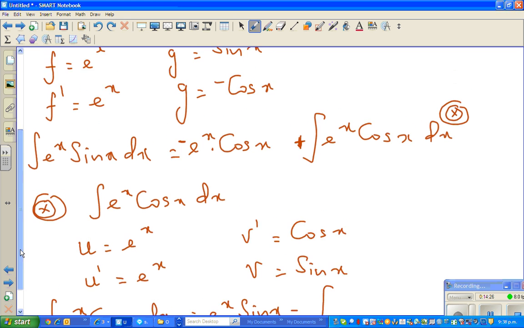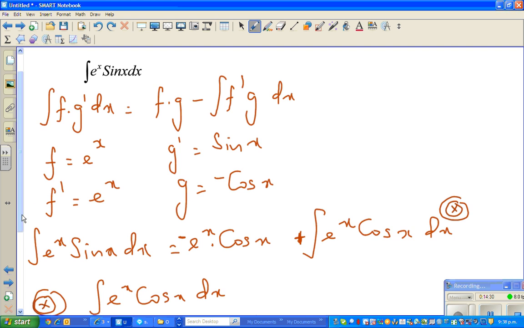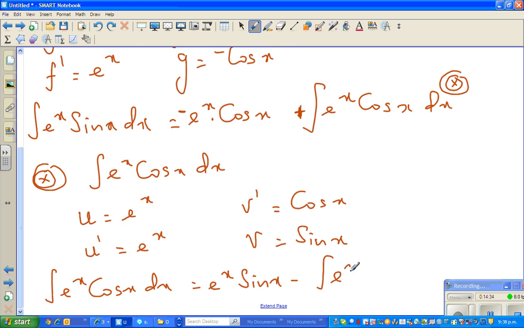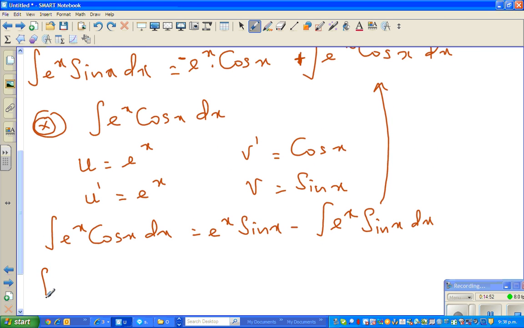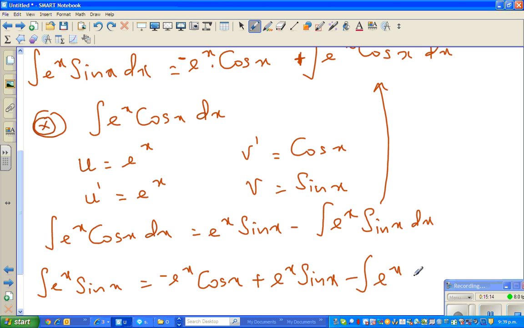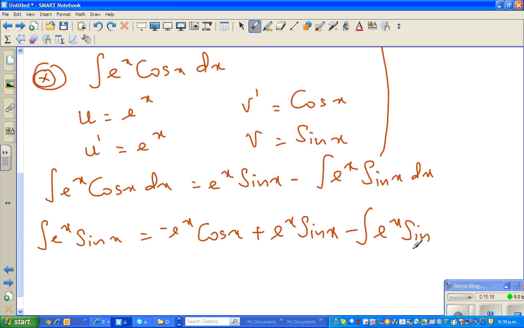Minus integration of f dash is u dash. U dash times v. So my u dash is e to the power x. And v is sine x dx. So let me put this back. I have to now substitute this back into this form. So what will happen now? So let me scroll up slightly so I can say integration of e to the power x sine x is equal to, this is minus e to the power x cos x and this has been integrated to this, so this becomes plus e to the power x sin x minus this, so the integration of e to the power x sin x dx.